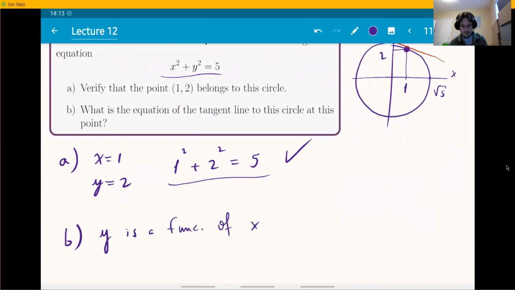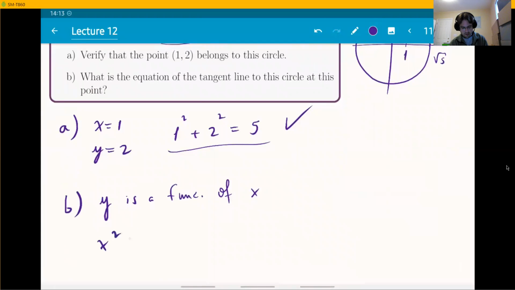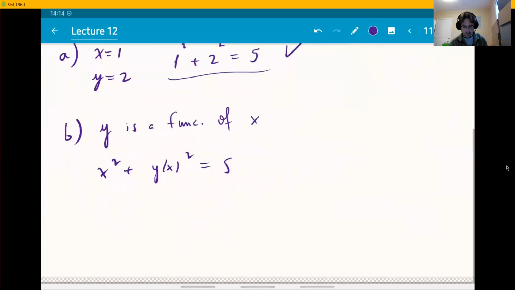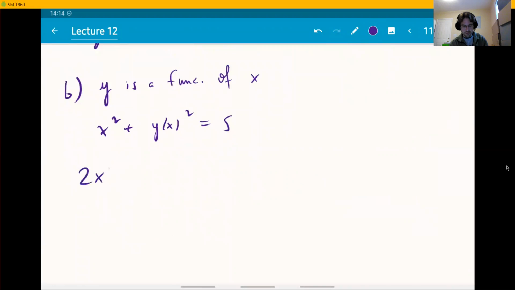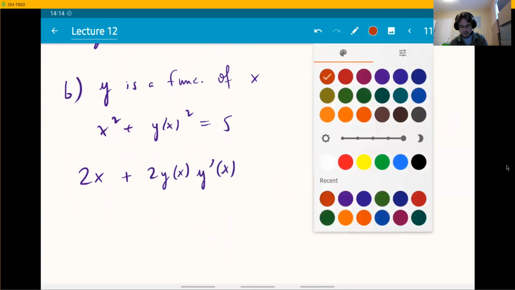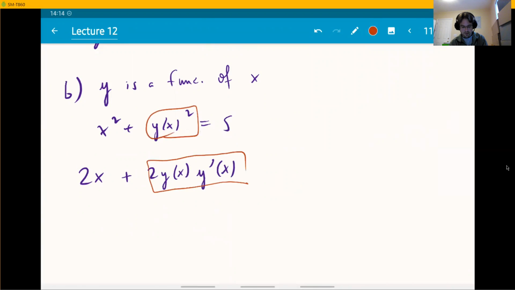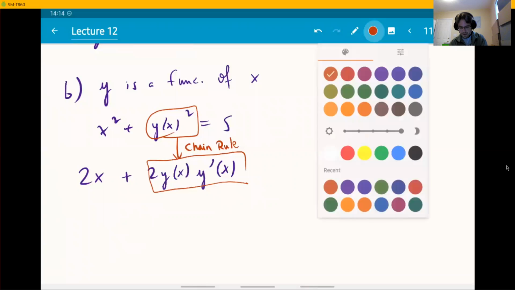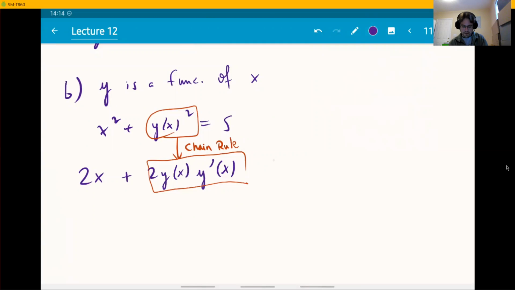And we're going to use the equation, which is x squared plus y squared equals 5. Use this to find the derivative y prime of x. We need that if you want to find this tangent line. So now it's a matter of implicit differentiation. Derivative of x squared is 2x. Derivative of y squared is 2y y prime. Again, that is the chain rule. I'm always going to indicate this. And we should all know how to do that. Derivative of 5 is 0.